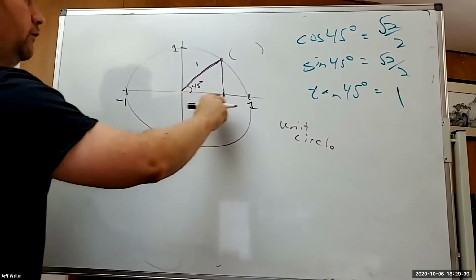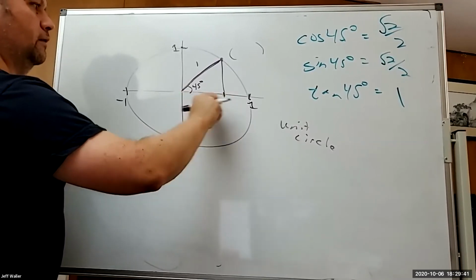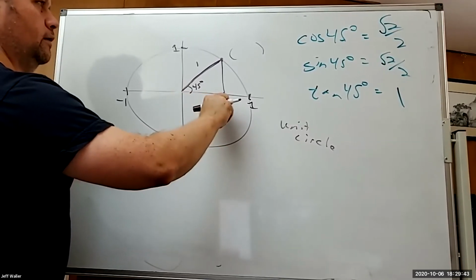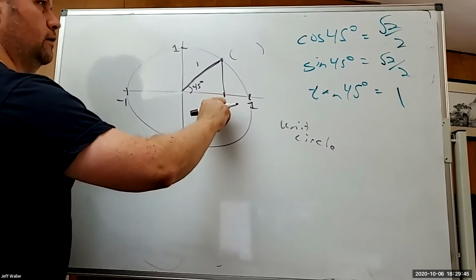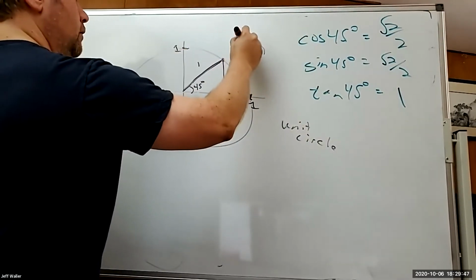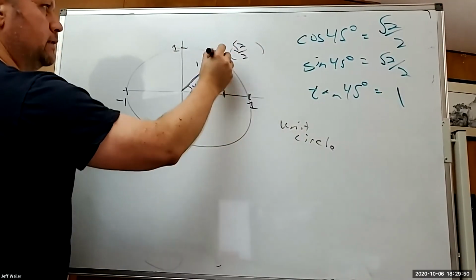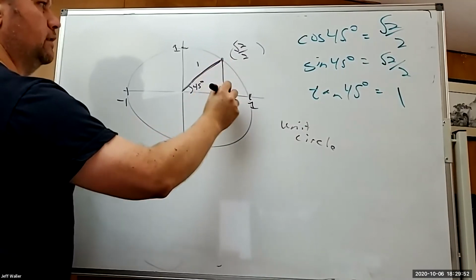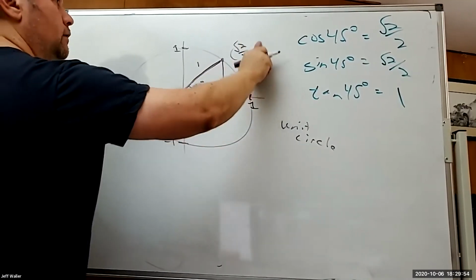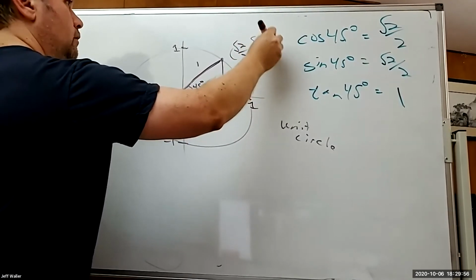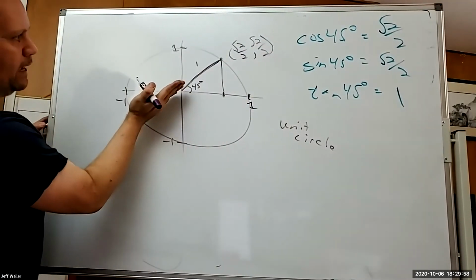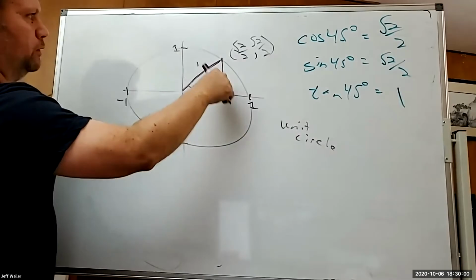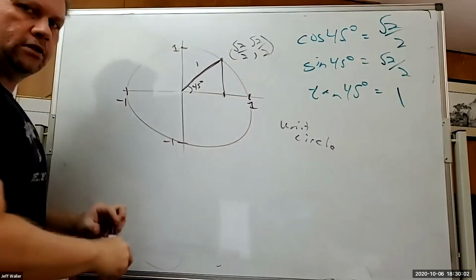And what's the cosine of 45? Rad 2 over 2. And of course, the y piece, how long is this, will be the sine of 45. So that's also rad 2 over 2. And that makes sense because it's exactly 45. It's exactly equidistant in all directions. Okay.